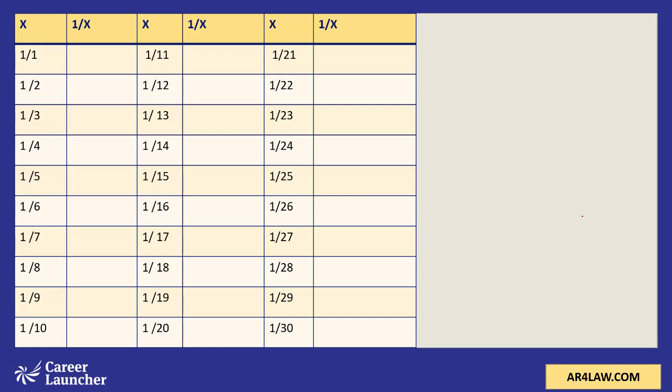So 1 by 1 in terms of percentages is what? 100%. Let me fill it up here. What's 1 by 2? That's very simple, 50 percent. 1 by 3, 33.33 percent. You must be saying we know all this. Let's wait and see how the magic unfolds. 1 by 4, 25%. 1 by 5, 20%.